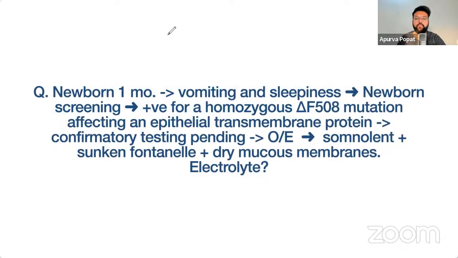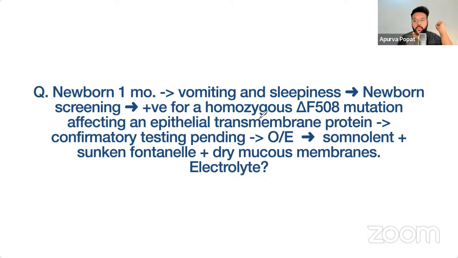A 1 month newborn is having a lot of vomiting and he's having sleepiness. Newborn screening is positive for homozygous delta F508 mutation that's affecting the transmembrane protein. This is a screening test, guys. So when you do the screening test, you can do a sweat chloride test. Otherwise, you can also do a confirmatory test, which can exactly check for the mutation.